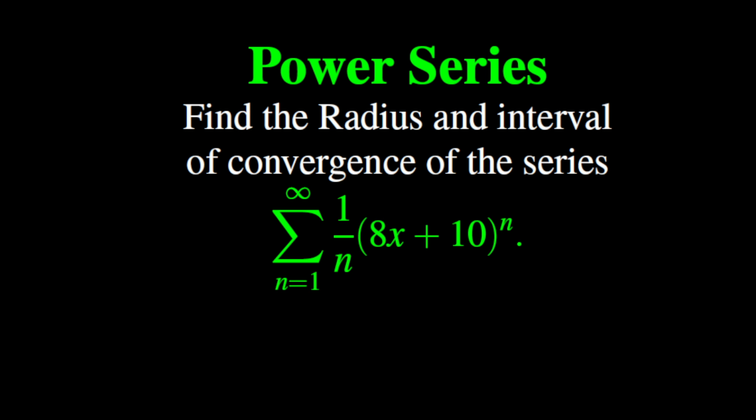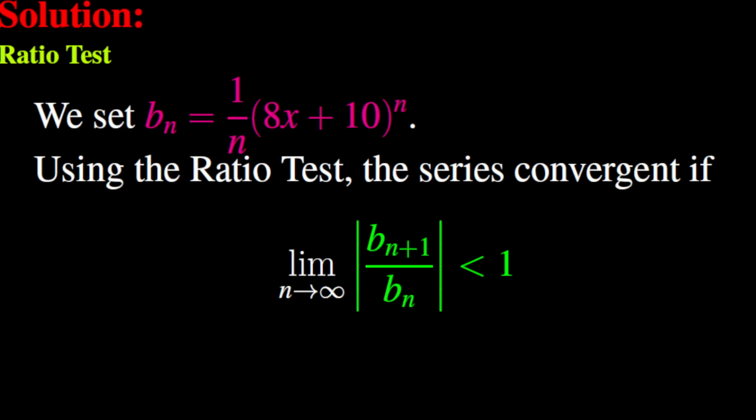In this problem, we will study the convergence of the power series with terms 1 over n times (8x + 10)^n. We will precisely determine the radius and the interval of convergence of the series. We define the sequence b_n as 1 over n times (8x + 10)^n. In order to determine the interval of convergence of the series, we will use the ratio test.